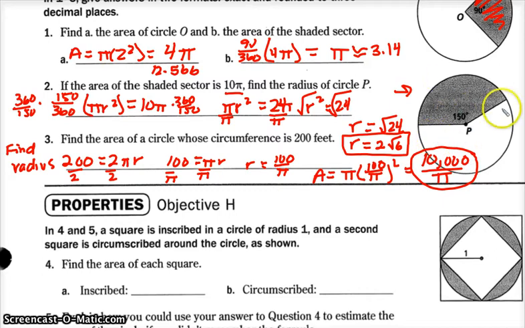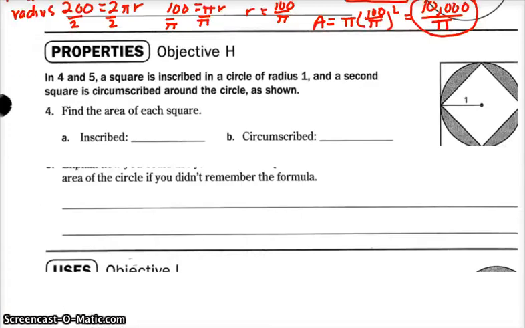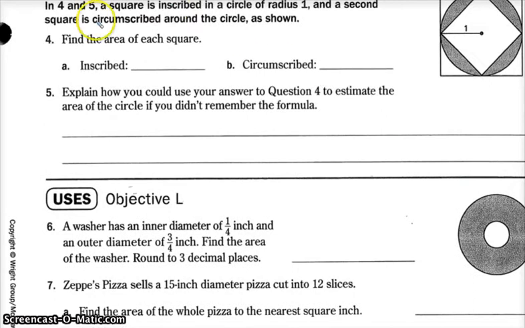There you have it, folks. That's how to find the circumference of a circle, the area of a circle, the arc length of a circle, and the area of a sector. Now it's your turn. I want you to finish the rest of 8-9A for homework, and we'll discuss it in class tomorrow.